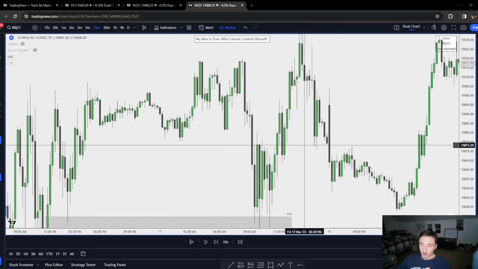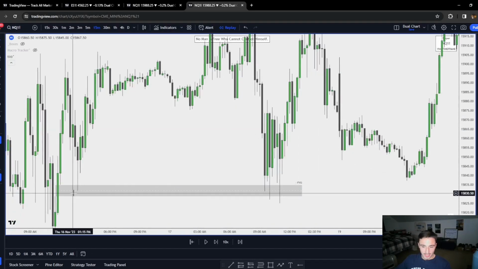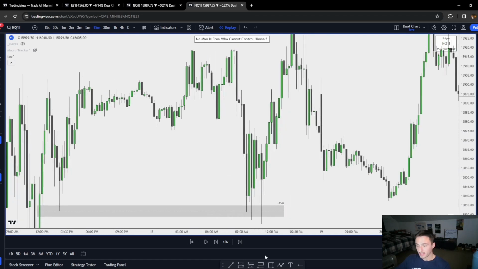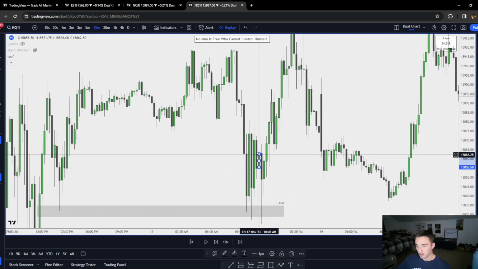Okay, so for this market maker buy model example, I want you to take into consideration this 15-minute fair value gap down here and this 15-minute breaker right here.